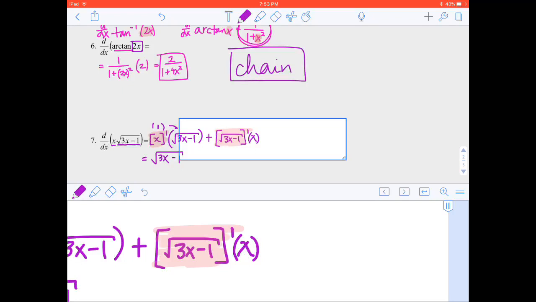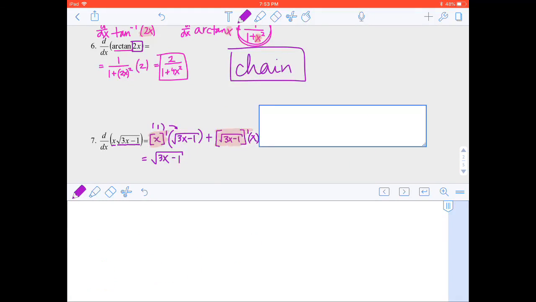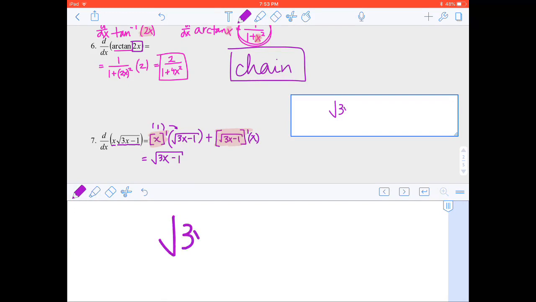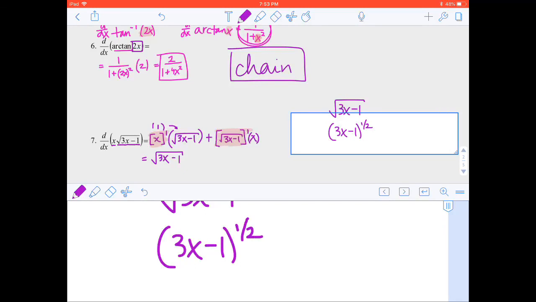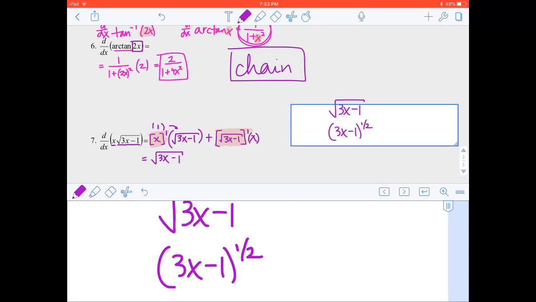Here, I need to take the derivative of root 3x minus 1. Well, if you look at that, this in itself is a chain rule. We have 3x minus 1 all to the 1/2 power. So my inside function is 3x minus 1, and my outside function is x to the 1/2.